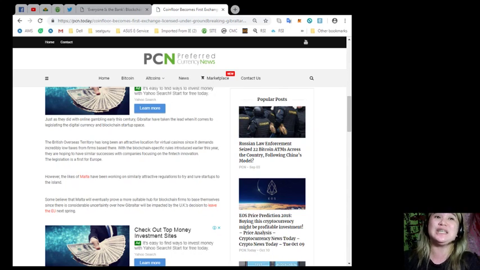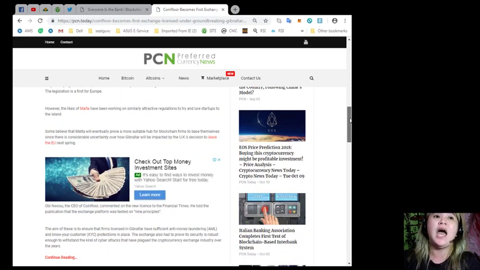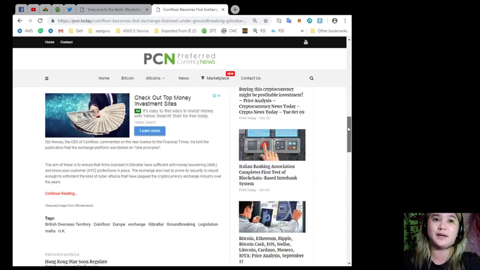The legislation is a first for Europe. However, the likes of Malta have been working on similarly attractive regulations to try and lure startups to the island. Some believe that Malta will eventually prove a more suitable hub for blockchain firms to base themselves, since there is considerable uncertainty over how Gibraltar will be impacted by the UK's decision to leave the EU next spring.